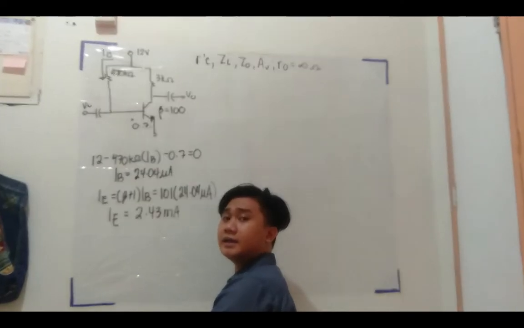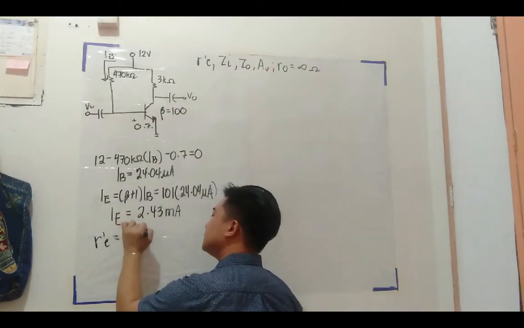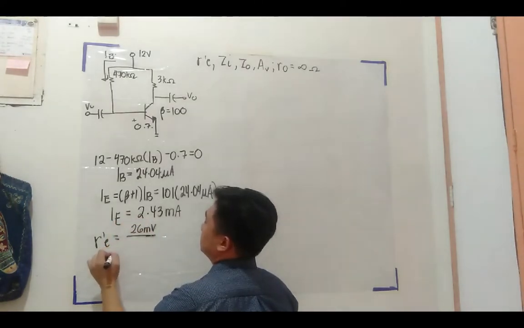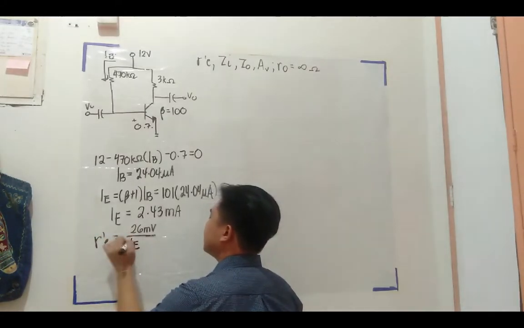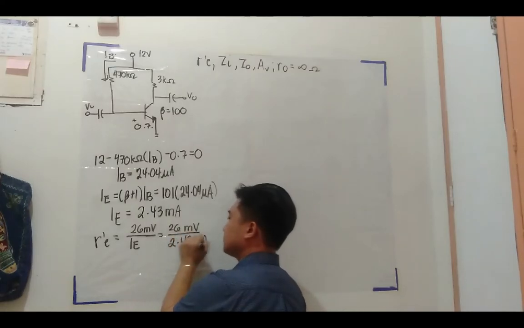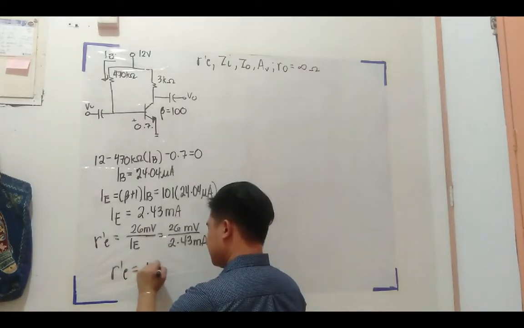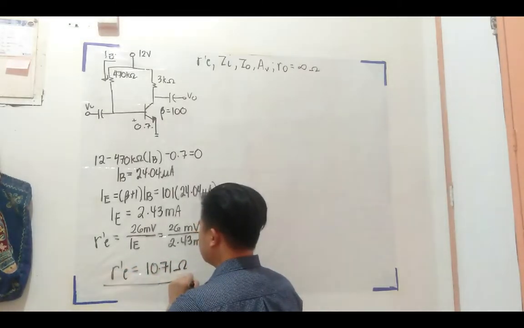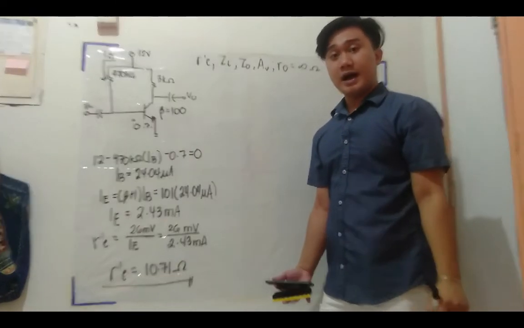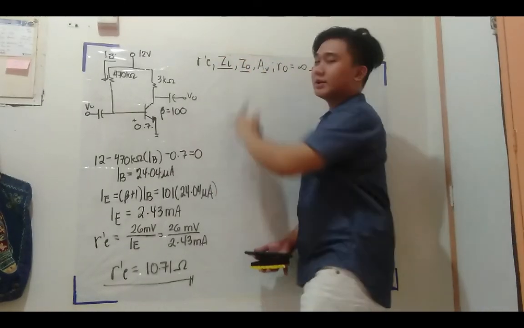Okay? Pag meron na akong IE, makukuha ko na si R prime E. Si R prime E po ay equal sa 26 millivolts over IE. So, 26 millivolts divided by 2.43 milliamperes. R prime E is 10.71 ohms. So, ayan na yung ating isa sa pinapakuha. Okay? And then, pwede ko nang kuhain si ZI, si ZO, si AV, yang tatlong yan.